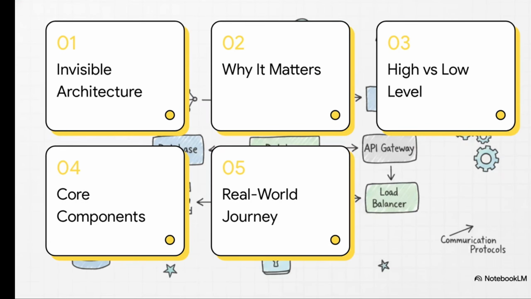So here is our roadmap for this explainer. First, the invisible architecture. Second, why system design matters. Third, high-level versus low-level design. Fourth, core system components. And finally, number 5, the real-world journey.